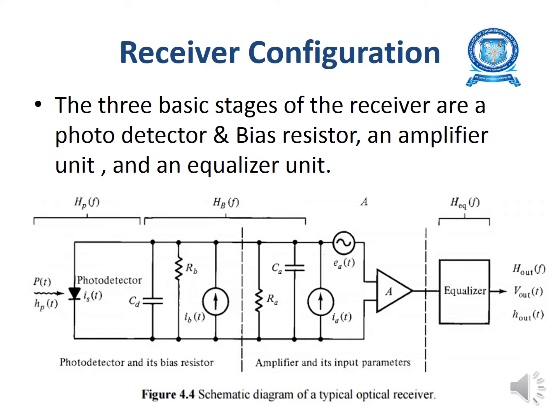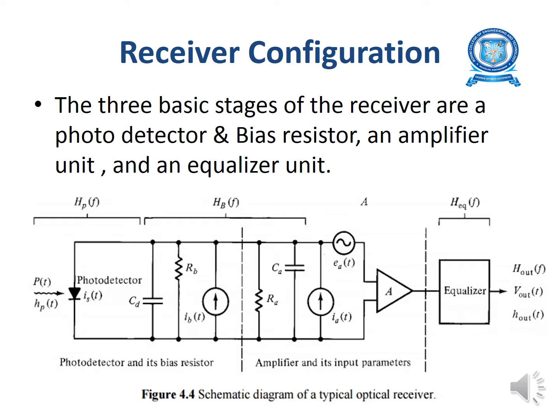Introduction: Receiver configuration. The basic receiver circuit is subcategorized into three basic stages: the photodetector and bias resistor unit, the amplifier unit, and the equalizer unit. The photodetector and bias resistor are the input, the first part of a receiver configuration. It receives the light signals which come from the optical fiber cables, detects them, and converts them into an electrical signal.